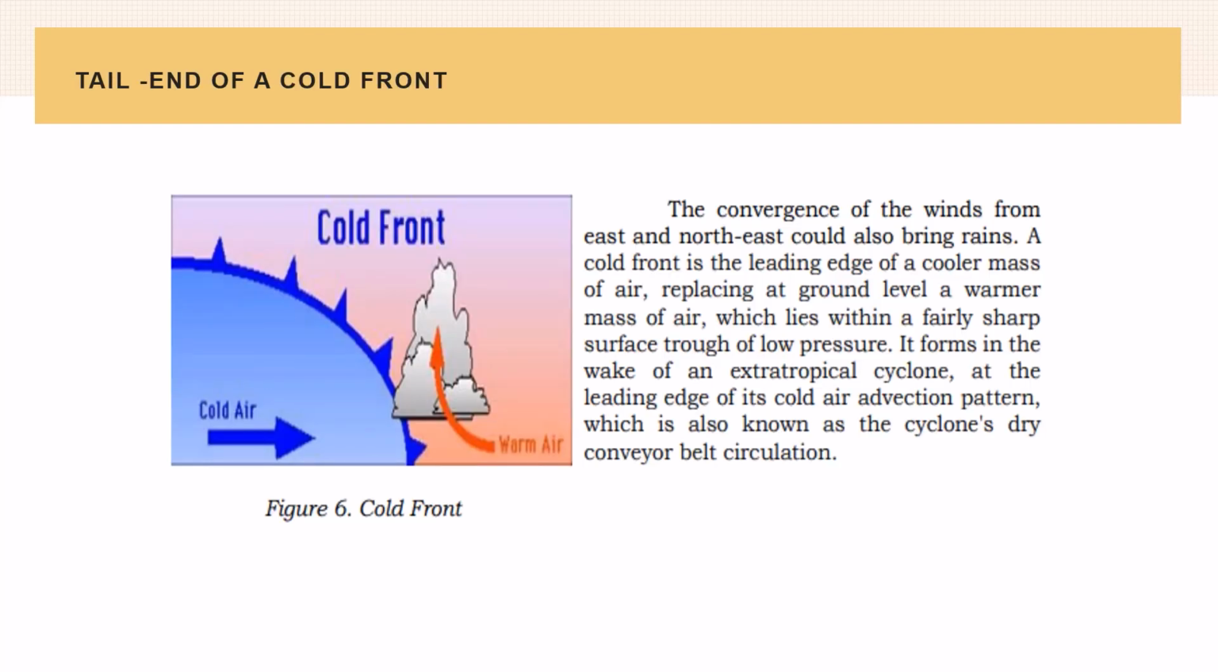Tail end of the cold front. The convergence of the winds from east and northeast could also bring rains. The cold front is the leading edge of a cooler mass of air, replacing a ground level and warmer mass of air, which lies within a fairly sharp surface trough of low pressure. It forms in the wake of an extratropical cyclone at the leading edge of its cold air advection pattern, which is also known as the cyclone's dry conveyor belt circulation.